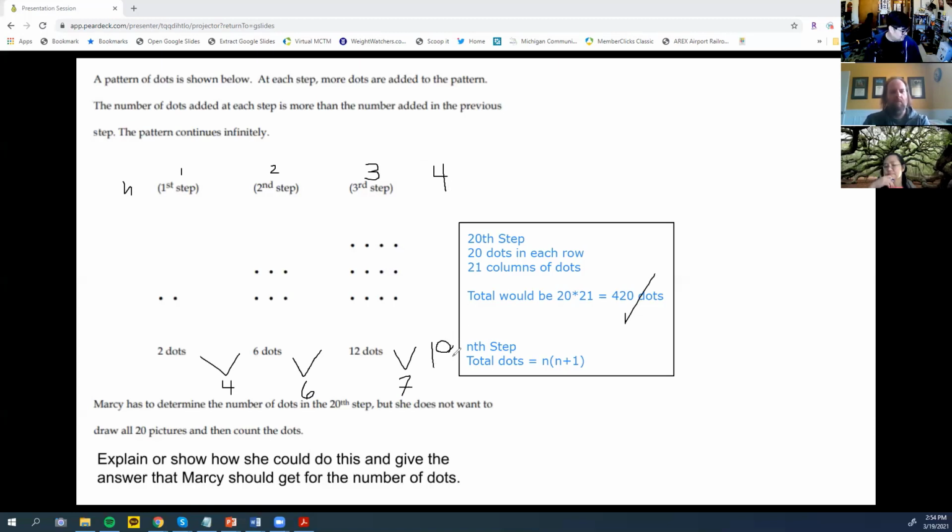You only had to assume that all it said is that at each step more dots are added, and that the number added at each step is more than the number added in the previous step. But it didn't actually say that the pattern continues indefinitely. Well, it said the pattern continues infinitely. So if you have that kind of rows and columns, then the pattern should still stay the same, right? That's what I get from the problem.